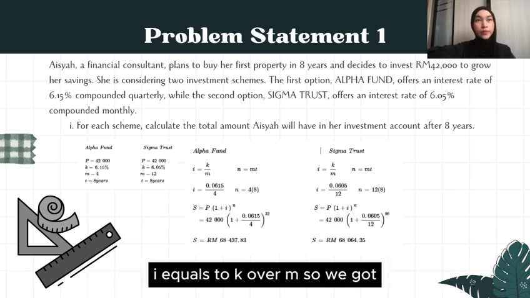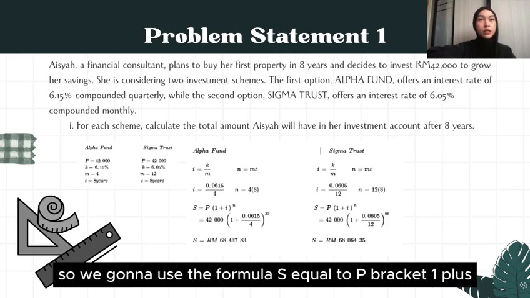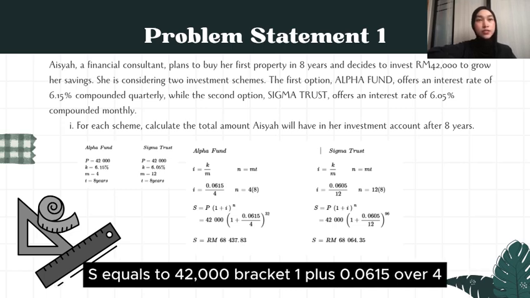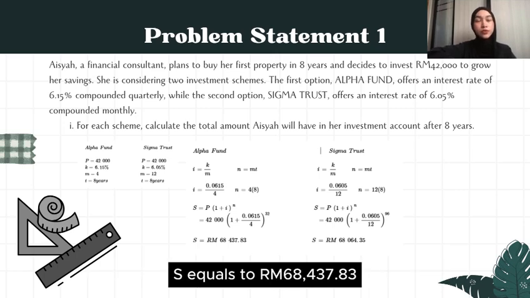i equals K over m, so we have 0.0615 over 4. n equals mt, n equals 4 times 8. So we're going to use the formula S equals P (1 plus i) to the power of n. S equals 42,000 (1 plus 0.0615 over 4) to the power of 32. S equals 68,437 ringgit 83 cents.